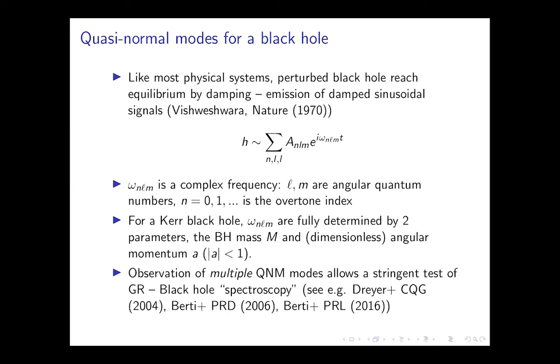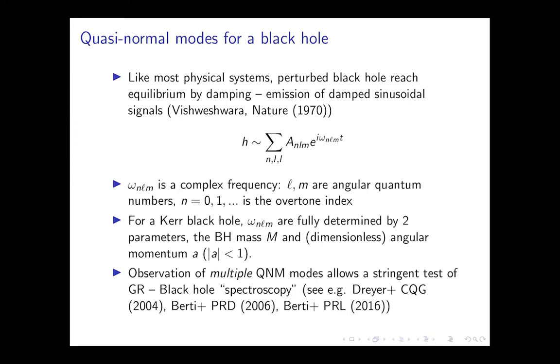Okay, so now let's go to the main part of the talk, which is the ringdown analysis. Just to recap the basic framework: like most physical systems, if you have a black hole which is perturbed away from its equilibrium state, you expect it to emit damped sinusoids to reach equilibrium. You expect the signal that you see from this to be a sum of this form, a sum over n, l, and m. You have amplitudes and you have a complex frequency in the exponential. The important part is that we have three different quantum numbers: first the n, which is the overtone index, then l and m, which are the angular quantum numbers.